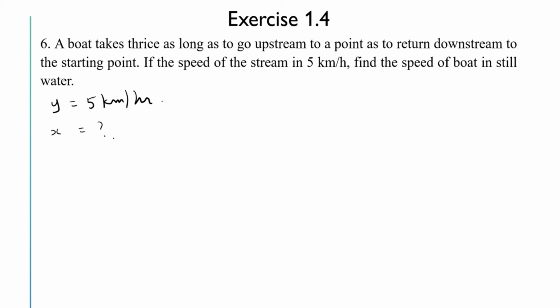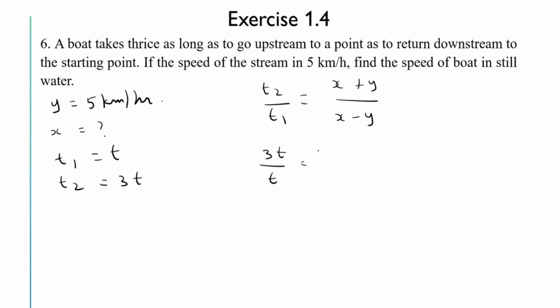Then they have given the time required to go upstream is thrice as long as the time required to go downstream. So if we take T1 as T, T2 is equal to 3T. So we know that T2 by T1 is equal to (x plus y) by (x minus y). So 3t by t is equal to (x plus 5) by (x minus 5). So this t will go.